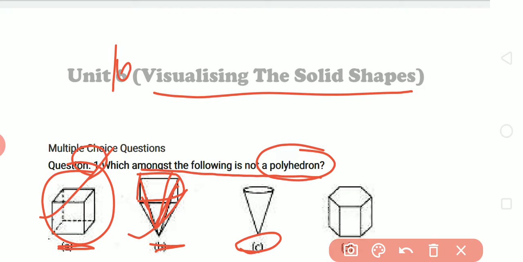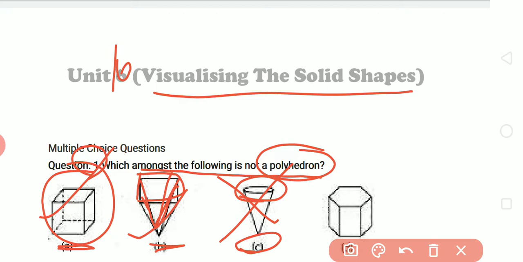You can see here it is a cone, and you know it is a curved figure. A curved solid means it has a circle that has a radius. A circle is a curved figure, you know that it is a round figure. So it is not a polygon because a polygon must be made up of straight lines only, right? So it is not a polyhedron. And come to the next part.